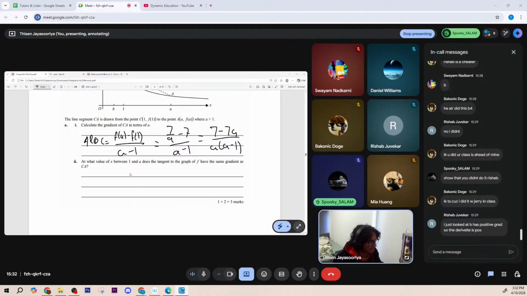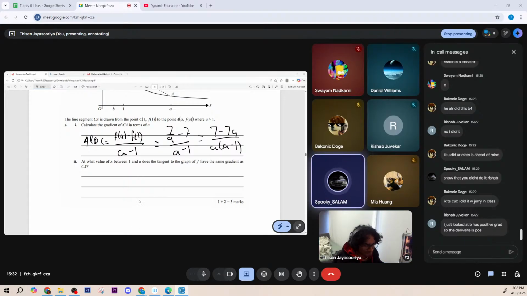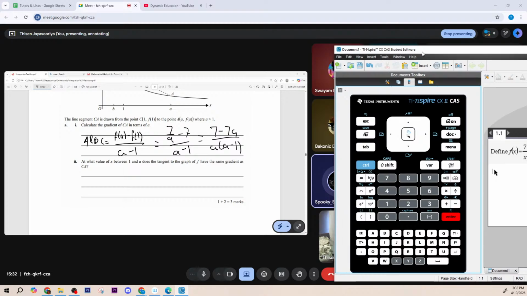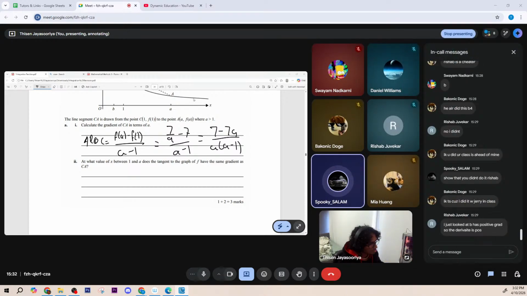Yo, what's up, Salam? Hit me with it. Isn't it you do the derivative of f and then at x equals 1 because it goes through 1, and then you find that's the gradient for the tangent, right? And also the graph.